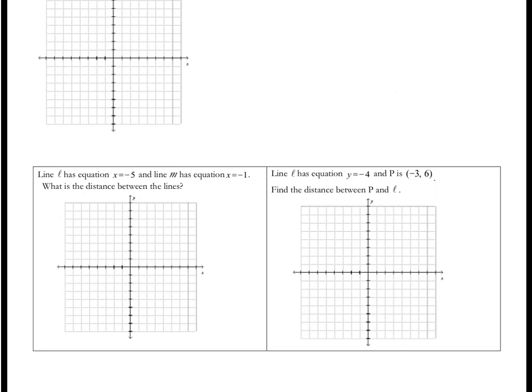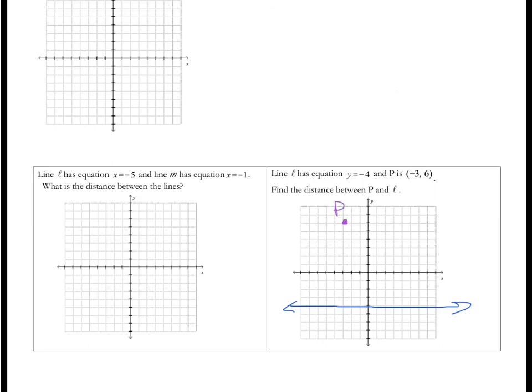But for the last one, line L has equation y equals -4. That's going to be a horizontal line through -4. And then it says the point's at -3, 6. So 1, 2, 3. 1, 2, 3, 4, 5, 6. That's our point. We're looking for the distance between the point and the line.